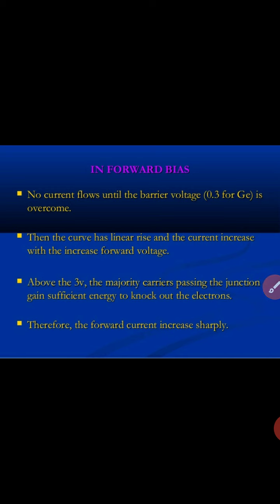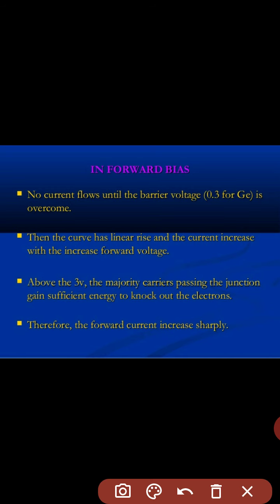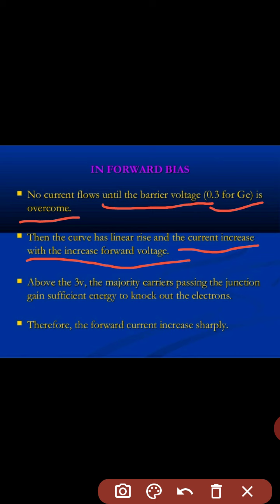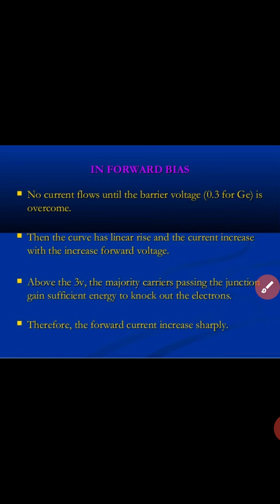So what are the points to remember in the case of forward bias? No current flows until the barrier voltage is overcome. It is 0.3 volt for germanium and 0.7 volt for a silicon diode. Then the curve has a linear rise, and current increases with the increased forward voltage. Above 3 volt, the majority charge carriers passing through the junction gain sufficient energy to knock out electrons. Therefore, the forward current increases sharply. This is for forward bias mode.